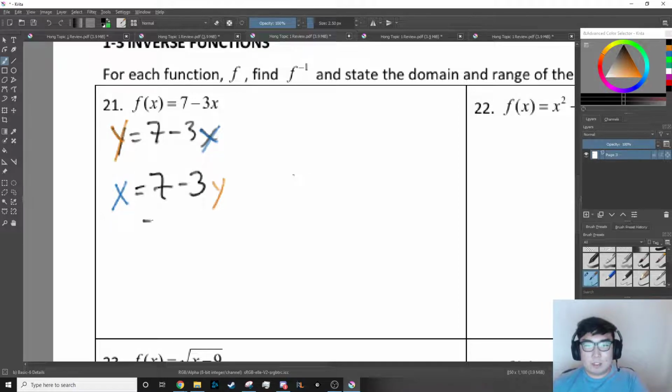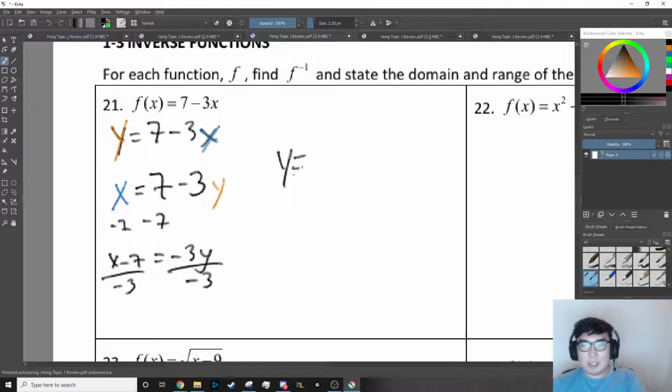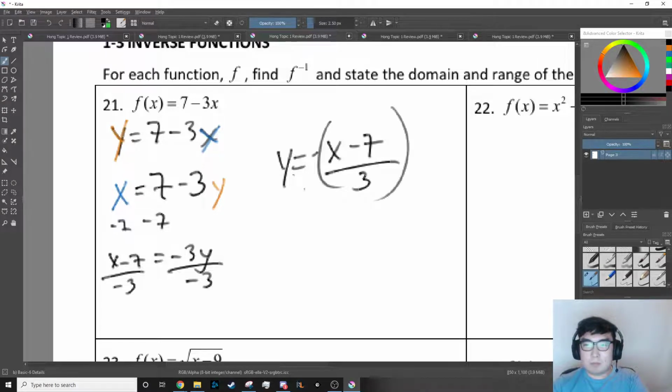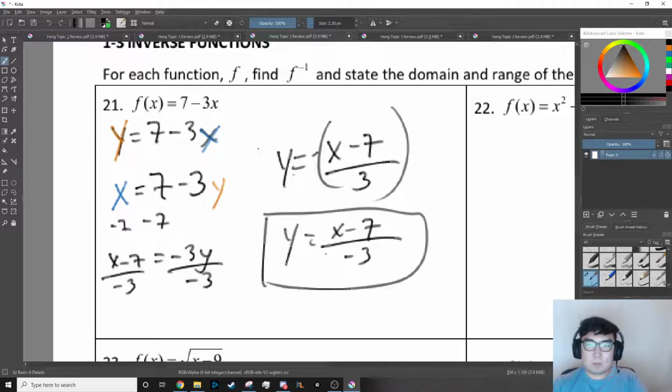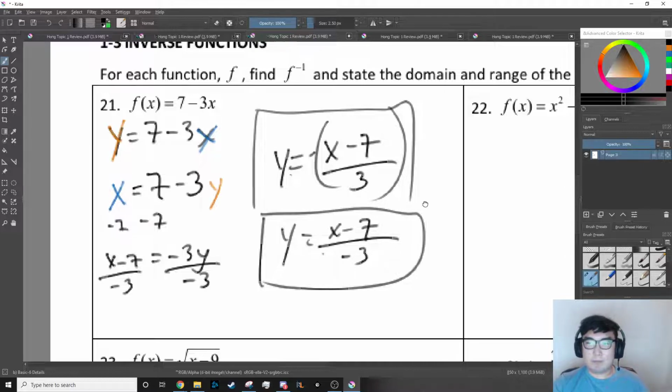And I can move the 7. So x minus 7 is equal to negative 3y. And divide by negative 3. So y is going to equal x minus 7 divided by 3, and then I can put this all in negative. Or I can just do this. Or I can do this. Whichever one, it doesn't matter.